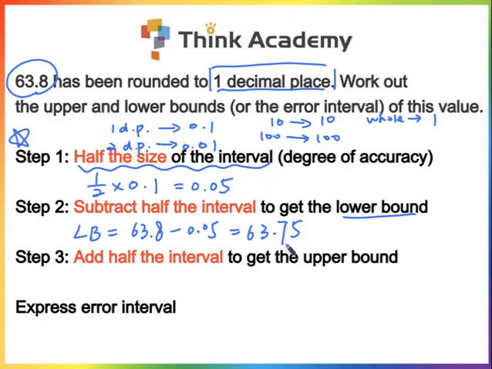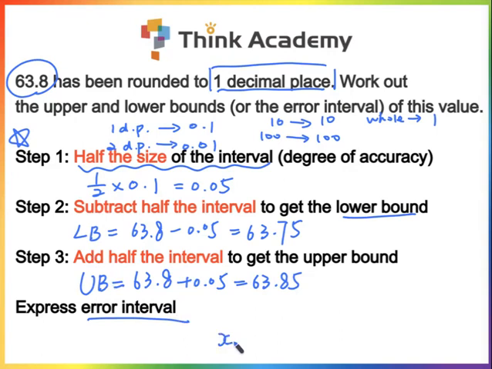Let's check. If you cut off over here, this can indeed round up to give you 63.8, and that is the smallest one you can take. Then for the upper bound, we do the rounded number again, add half the interval, and that will give you 63.85. So that's how you get the lower bound and the upper bound. But do pay attention that for the error interval, you can only take the lower bound, but not the upper bound. So we usually use x is greater than or equal to the lower bound and less than the upper bound. So that's the whole question.